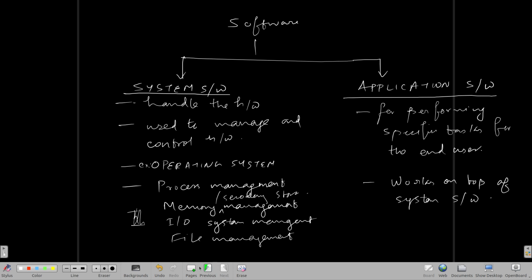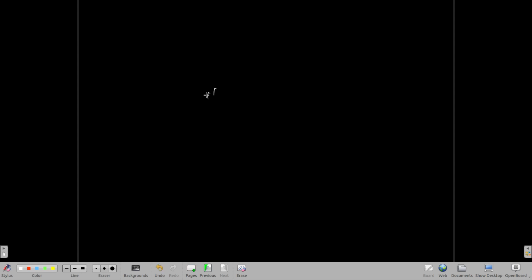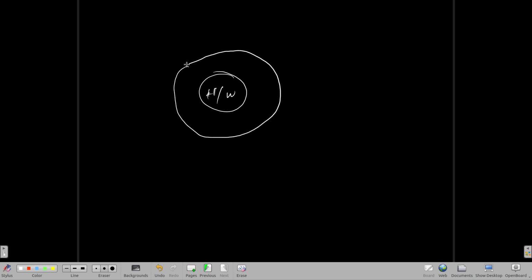Right. So one abstraction or figure we can use to understand how this whole scenario works is, suppose we have the hardware, right? It is the resource, and okay, let me just draw a new figure here. Suppose we have the hardware here, okay, and to use the hardware, what do we use? The system software.